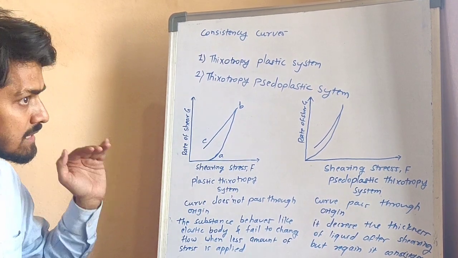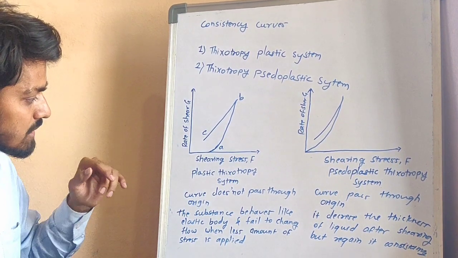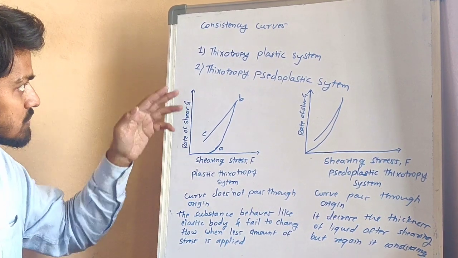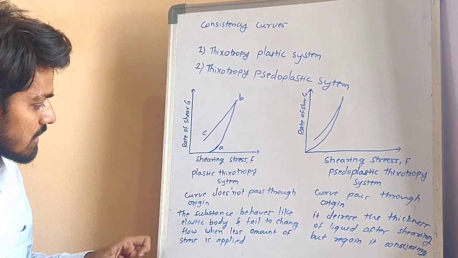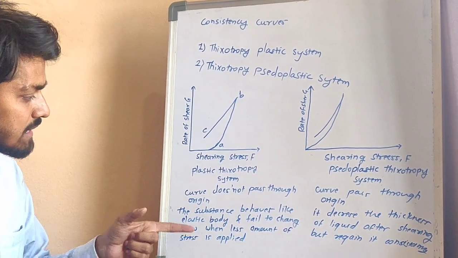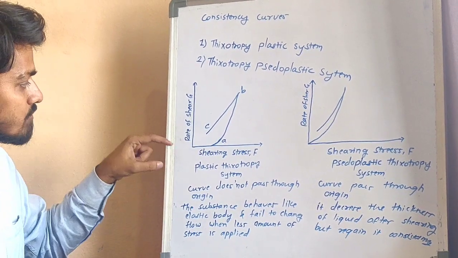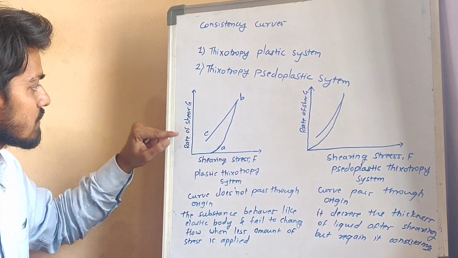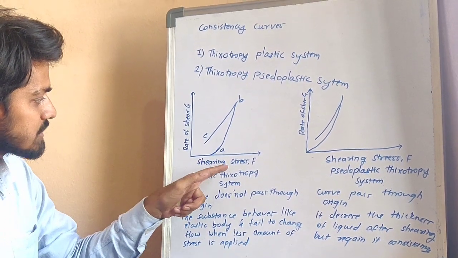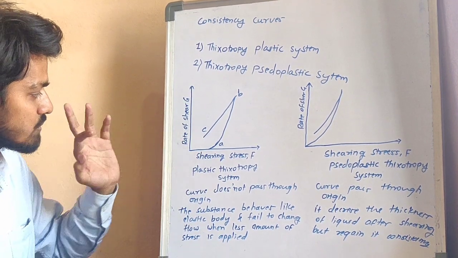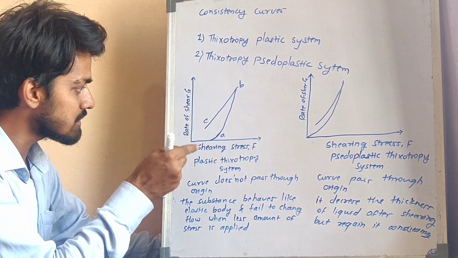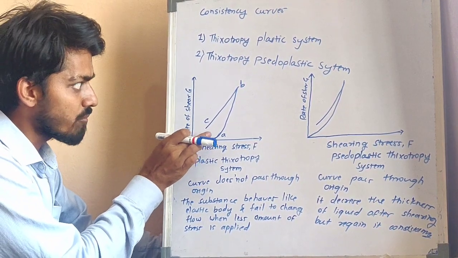That means the consistency of that liquid decreases after applying a particular shear stress. Before that stage is reached, the flow of thixotropic plastic flow does not change. The substance behaves like an elastic body that fails to flow when a small amount of stress is applied. If we plot a graph of rate of shear on the y-axis against shearing stress on the x-axis, we will get a graph in this way. This graph represents that whenever we apply a shear stress, it changes the consistency of the liquid. It starts from here.